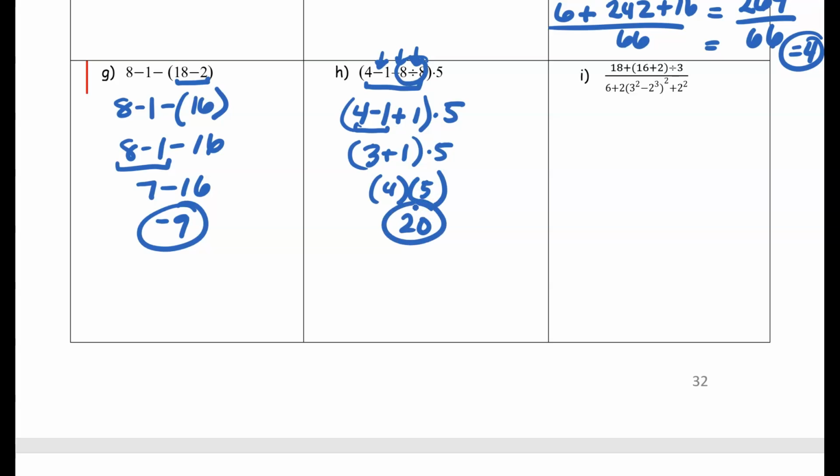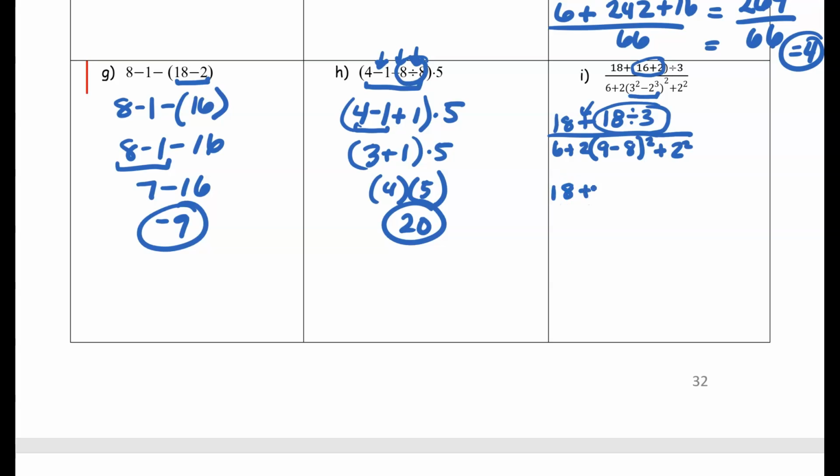Okay, last but not least. So we're going to do the numerator and denominator separately and then divide at the end. So I'm going to work on the parentheses first. So 18 plus 18 divided by 3. Same thing down here, I've got some parentheses. So 6 plus 2, 3 squared is 9, minus 2 cubed is 8 squared, plus 2 squared. So in this numerator, I'm now going to divide those because that comes before the addition.